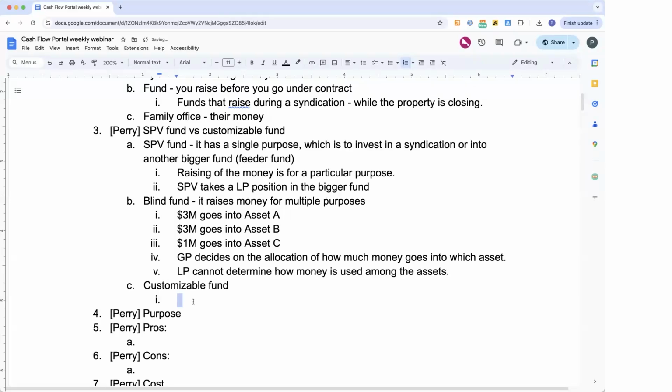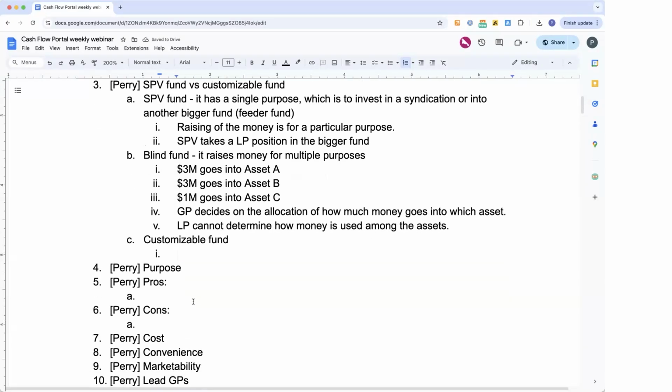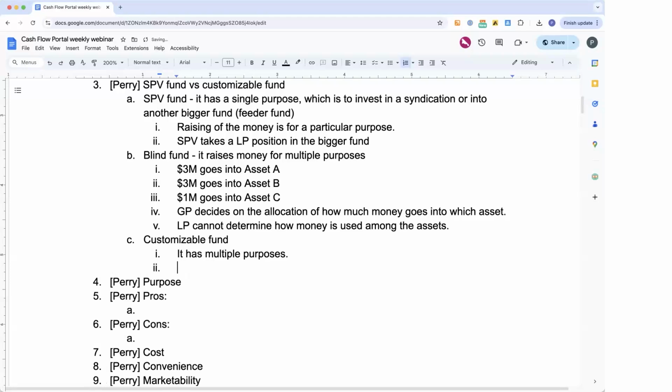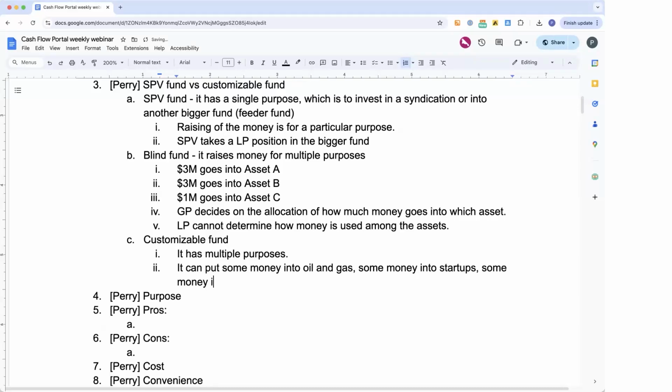The customizable fund is trying to combine the SPV and the blind fund into a single type of fund. It is saying the following: it has multiple purposes. So a customizable fund, while it has a thesis, can put some money into oil and gas, some money into startups, some money into syndication, like multifamily, and some money into logistics.